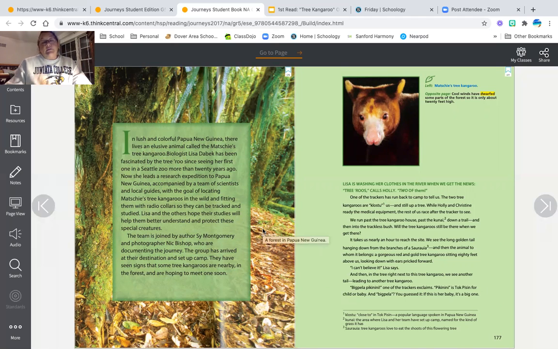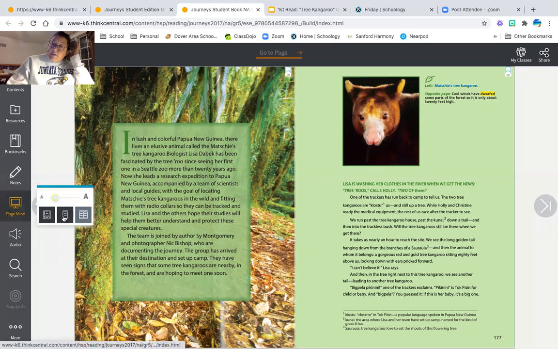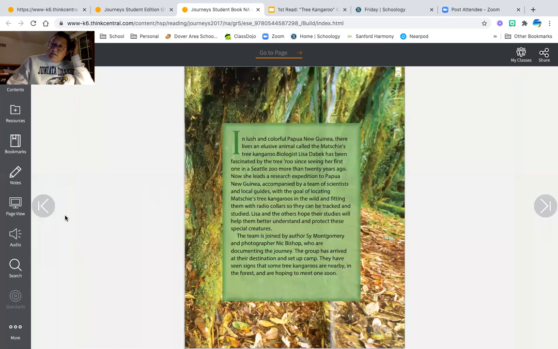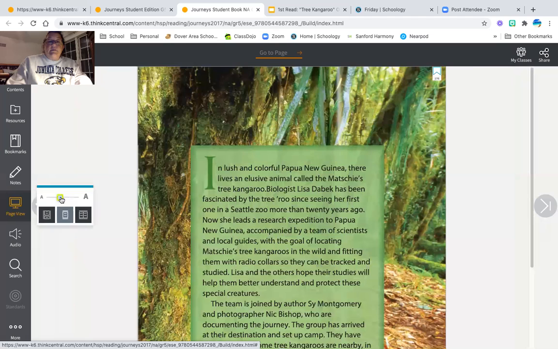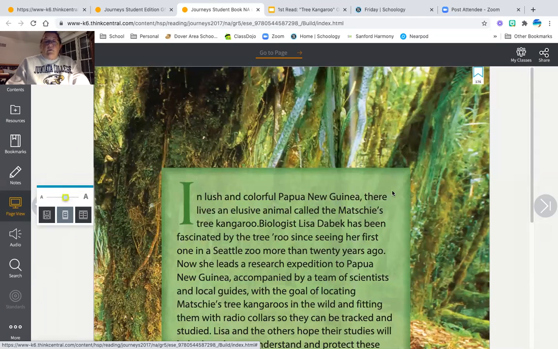So we're going to listen to the pages together, and then we're going to ask questions, and we're going to fill in our cause and effect paper together. So let's listen to this first page. And I'm going to change the page view so that we can see it, and I can make it a little bigger for us so that we can all follow along as it's read.